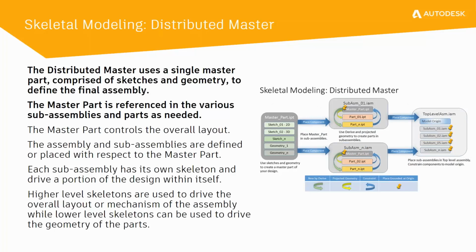And then we have the distributed master, and the distributed master uses a single master part which comprises sketches and geometry to define the final assembly. The master part is referenced in the various sub-assemblies and parts as needed. So as you can see here in the illustration, we have a master part, and this is then distributed amongst master sub-assemblies that are then transferred through to the top level assembly.